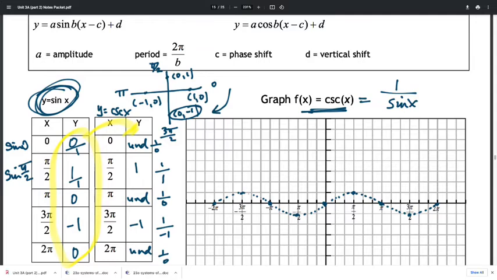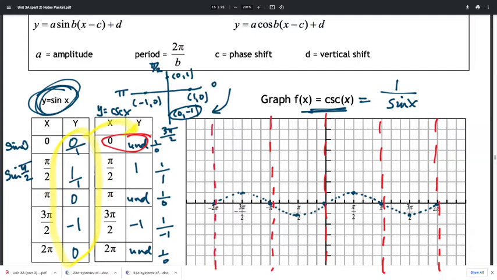So everywhere that you see that the sine graph is crossing the x-axis or where it's 0, those are asymptotes for the cosecant graph, because that's where it's undefined. So they're at 0, and then again at pi, and then again at 2 pi. And then over here at negative pi, and at negative 2 pi.